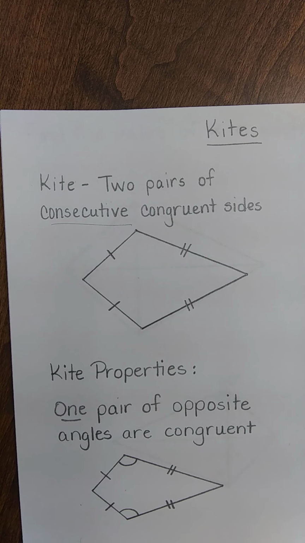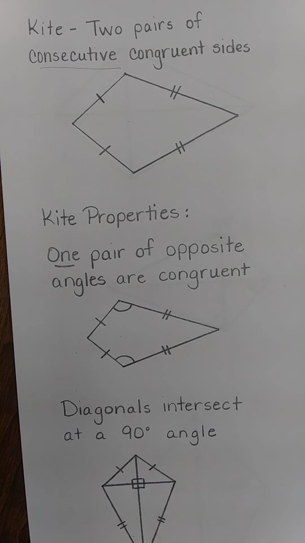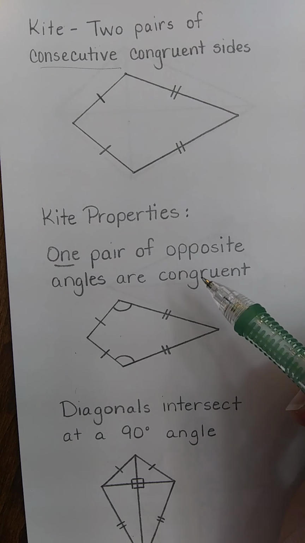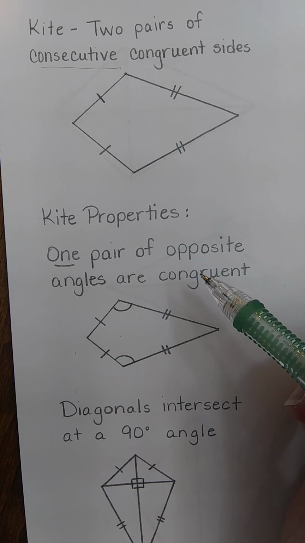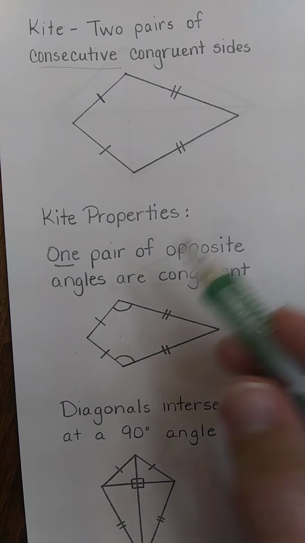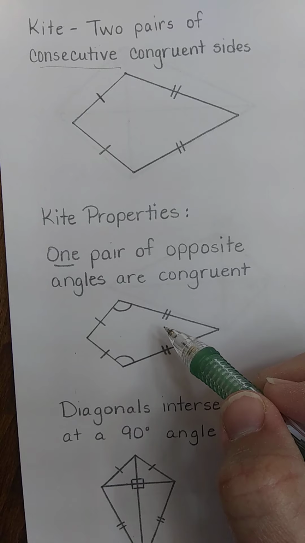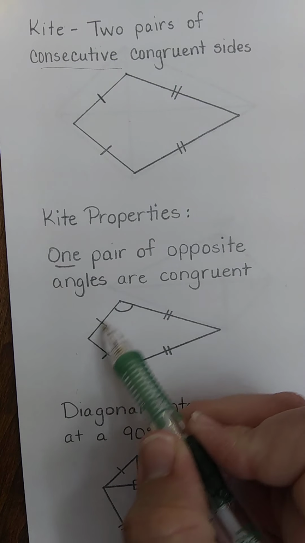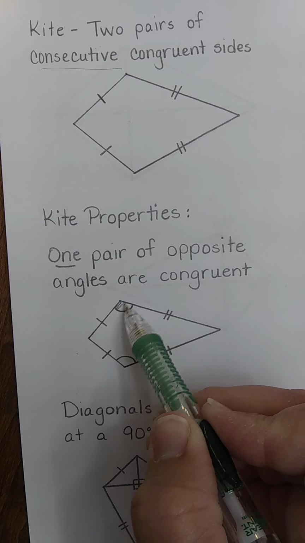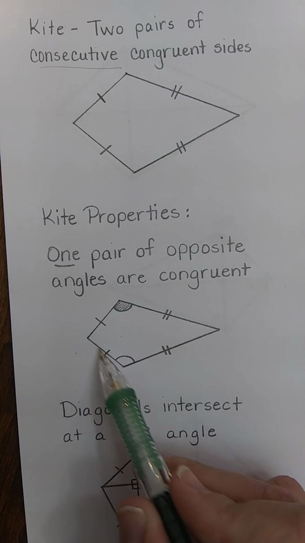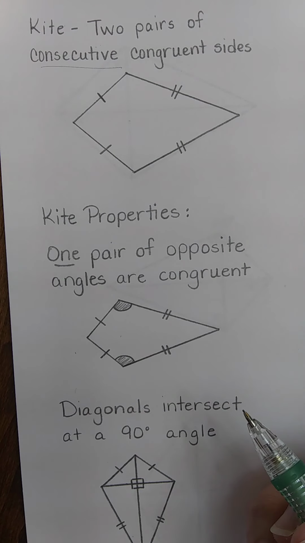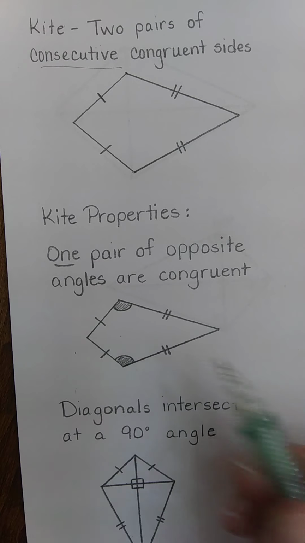The kite actually has four properties that are true about it. One of them is that it has one pair of opposite angles that are congruent. It's not two pairs of opposite congruent angles, that's the parallelogram. Just one pair of opposite angles are congruent, and that pair is very specific. It will be the pair that connects the two different lengths together. So here we have one tick mark and two tick marks coming together to make this angle. And down here, one tick mark, two tick marks coming together to make this angle. These are the two angles that will be congruent. It's always the two where the different lengths come together.